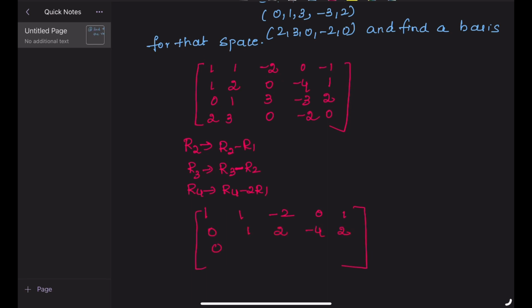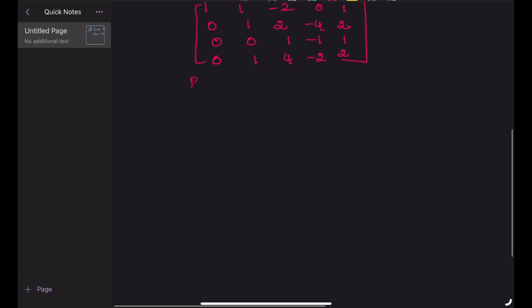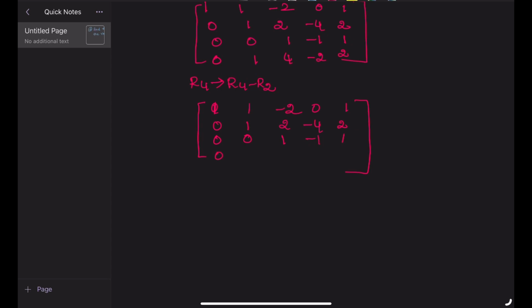So pause the video and solve for it. The solution, I have it with me, I'm going to write it. So this is the matrix we will get after the row transformation technique. Now let us change row 4: row 4 changes to row 4 minus row 2. The first row remains as it is. The second row is 0, 1, 2, -4, 2. The second and third rows also remain the same. So the third row will be 0, 0, 1, -1, 1.